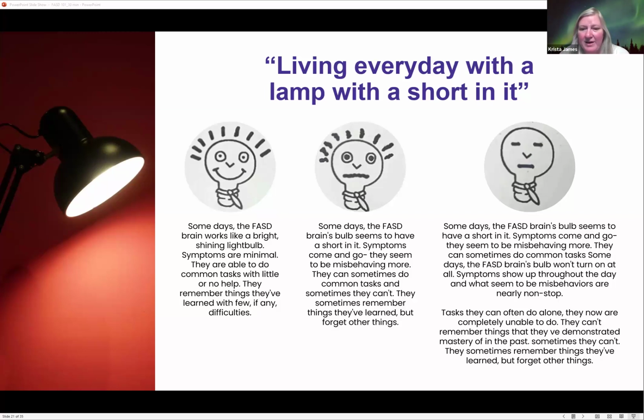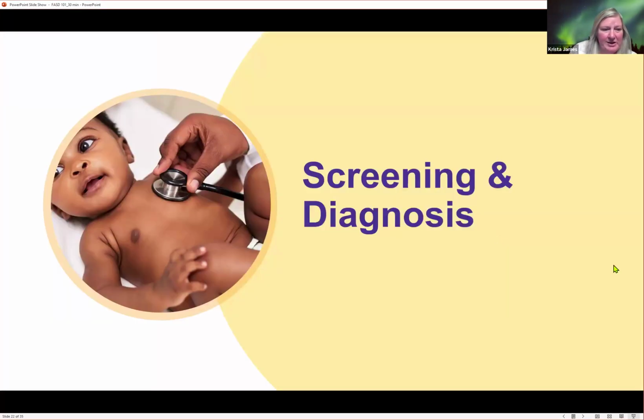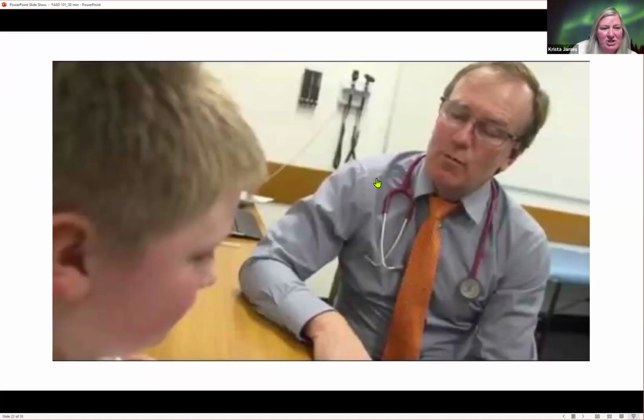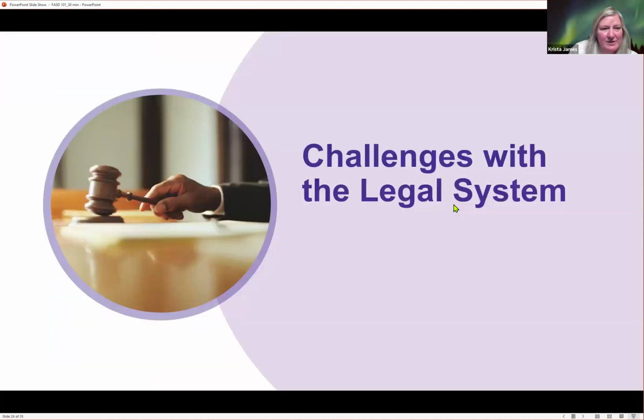Some days the FASD brain bulb won't turn on at all. Symptoms show up throughout the day, and what seem to be misbehaviors are nearly nonstop. Tasks they can often do alone, they now are completely unable to do. They can't remember things that they've demonstrated mastery in the past, and sometimes they remember things they've learned, but then forget other things. And I think as a mom, that very clearly describes what it's like having a child with FASD sometimes.